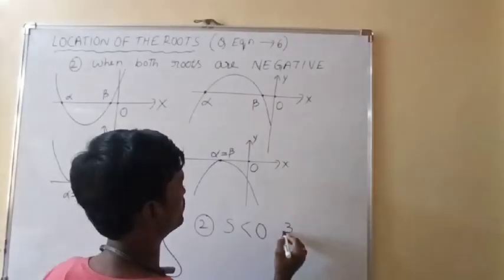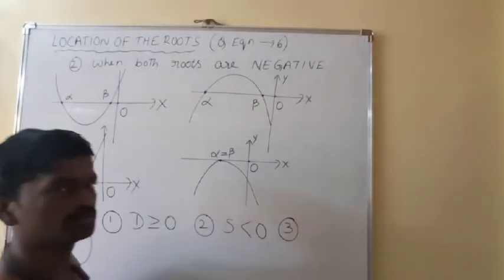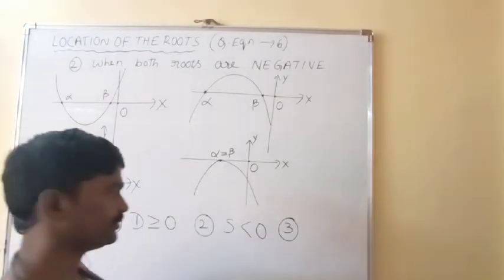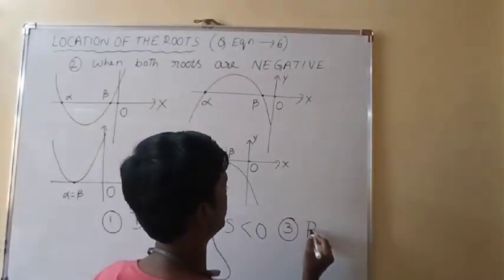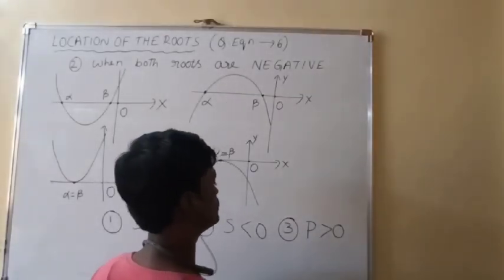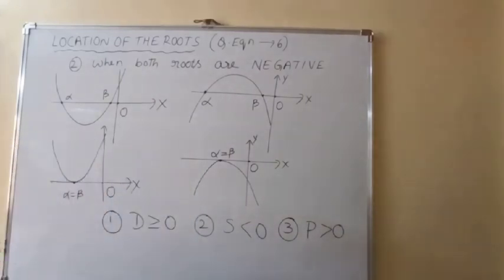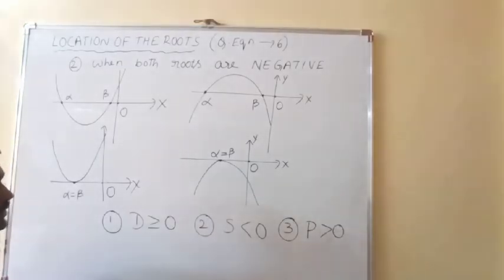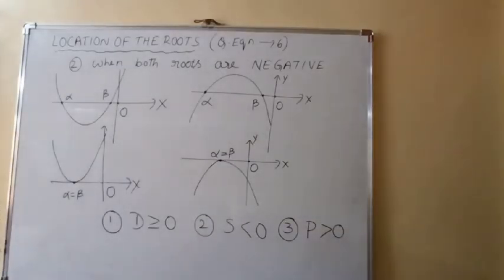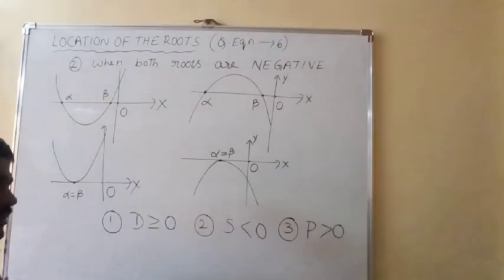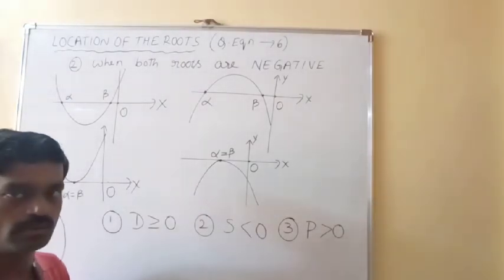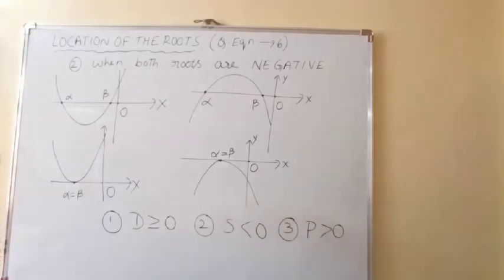Next, as both roots are negative, the product of the two negative roots, what will you get? Positive only, no? So these are the three conditions when both roots are negative: discriminant greater than or equal to 0, sum of the roots is negative, product of the roots is positive.